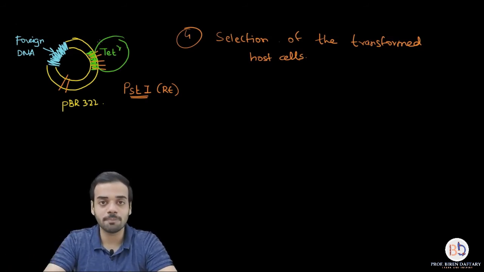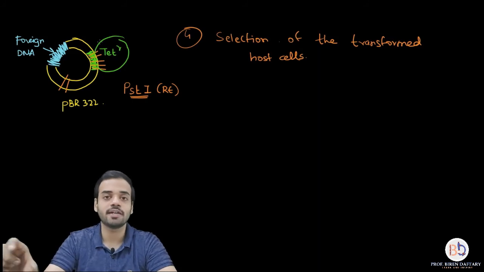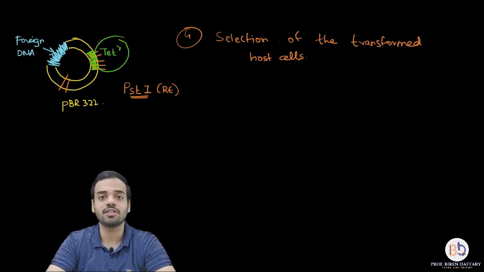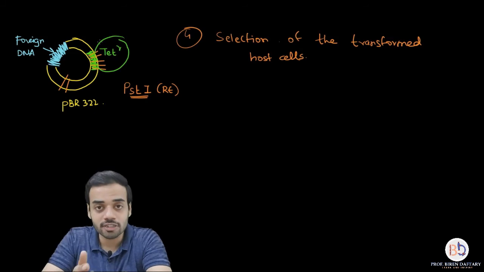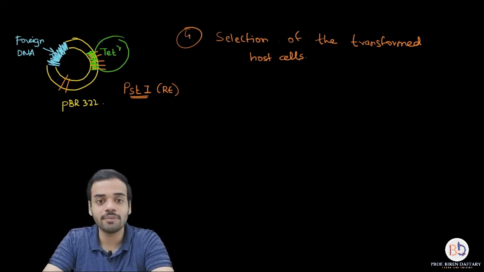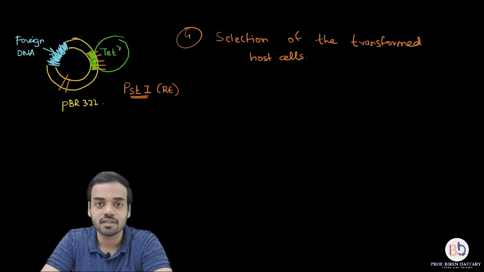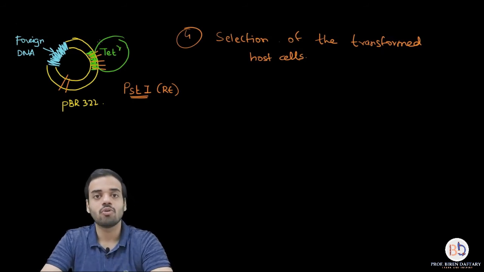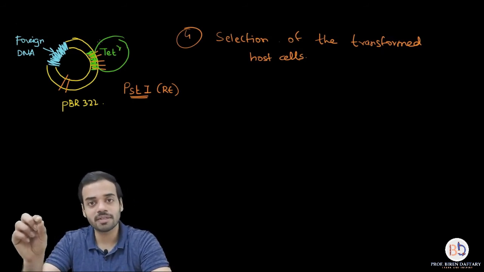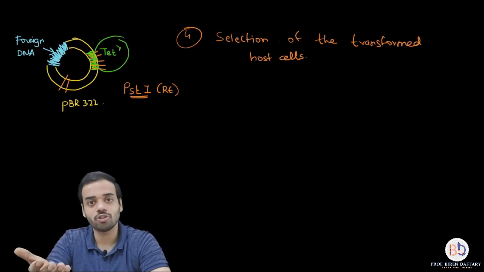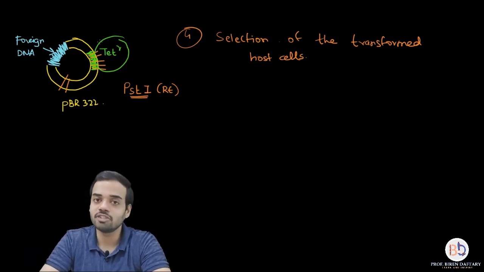If you are using PstI, then just pour tetracycline on the bacterial colonies. All the transformed bacteria will not die because of the tetracycline resistance gene. All the non-transformed bacteria, which are not having recombinant DNA, will die because they don't have any resistance. Simple. So only the alive colonies will be present, those will be seen as spots on your plate, and all the dead ones you will not see.